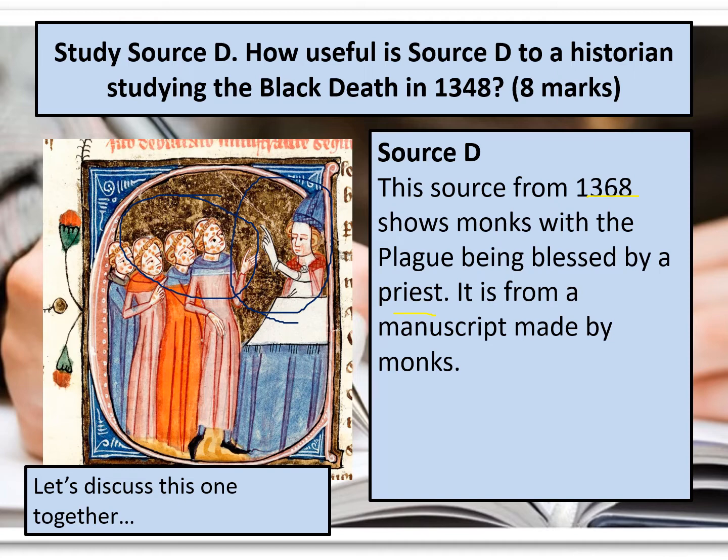We'd also want to potentially annotate this and think about the provenance as well. So we might think about the fact that this is 20 years after the Black Death hit Britain. We might talk about that in our answer, talk about what is the point of this manuscript that has been made by these monks.